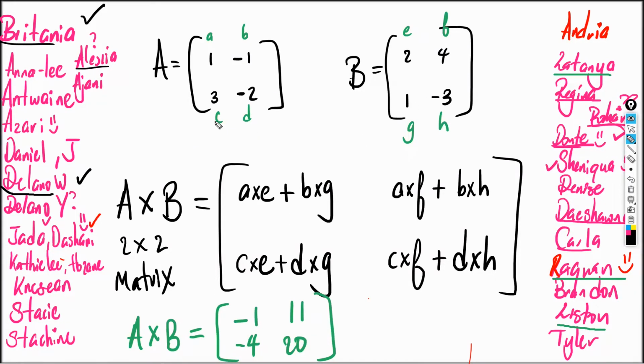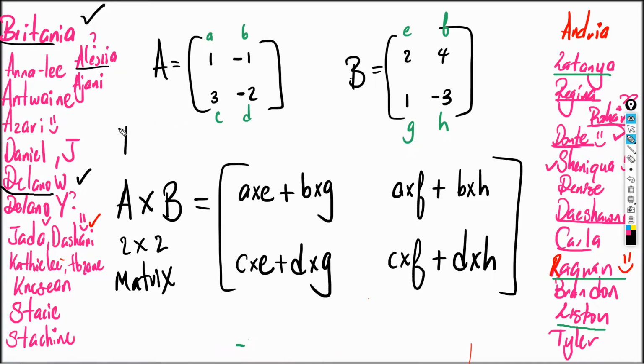So guys, multiply them now. Use the same setup. Remember, the letters are where they're supposed to be. And then tell me what A times B is. Find A times B.